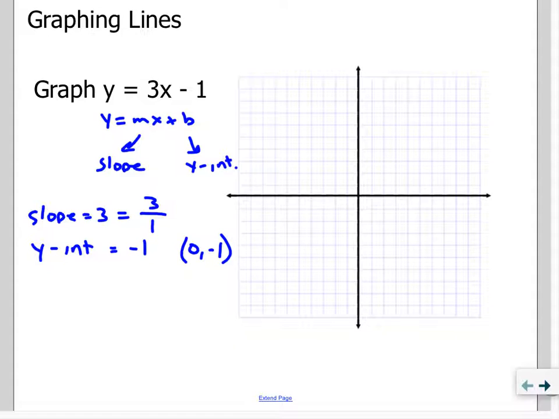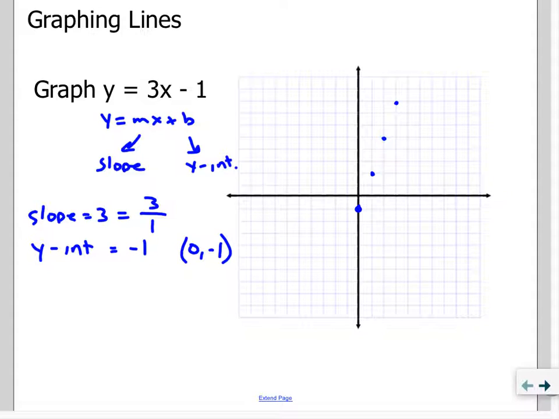So here's how I'm going to actually make that graph. I'm going to start at the y-intercept, (0, -1), and make a dot there. Then from that dot, I'm going to apply my slope. My slope is 3 over 1, so I'm going to go up 3 and over 1 and make another dot. I'm not going to draw that little segment in there. I'm just going to count up 3 spaces and to the right 1 space, and repeat that, up 3 over 1, up 3 over 1.